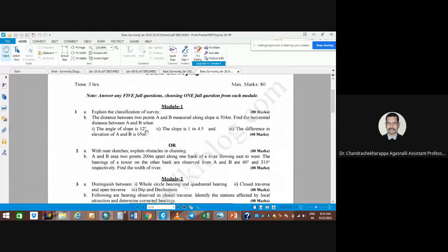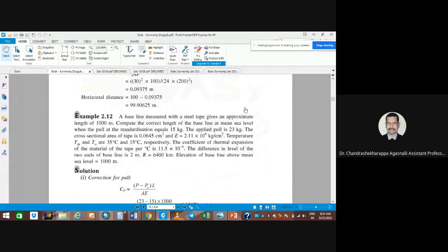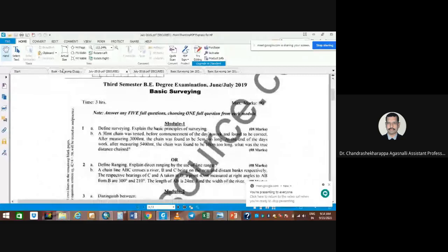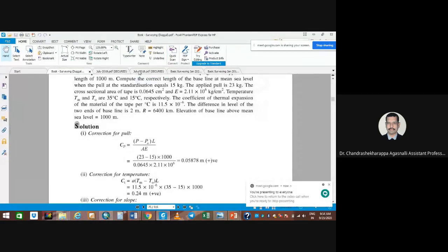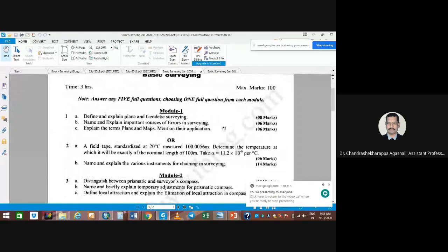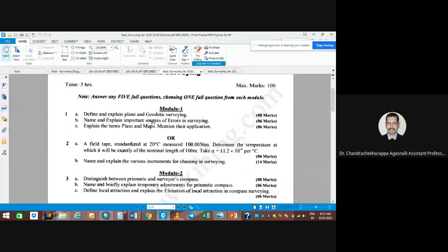And if it is a 12-degree slope, what is the gradient? What is the difference in elevation? These formulas we discussed in the previous class, all the notes are here itself, okay? These things you need to clearly understand, and this is how the questions are raised. Yeah, this is the latest one, that means 18 scheme, 18 CV 35. So this is how the questions are raised here. These are the complete theories and this one problem here.